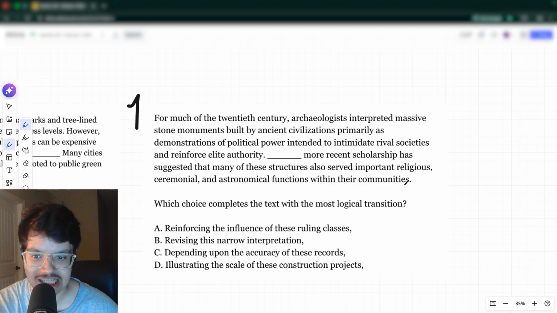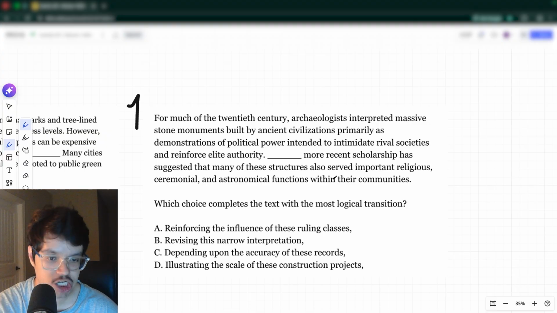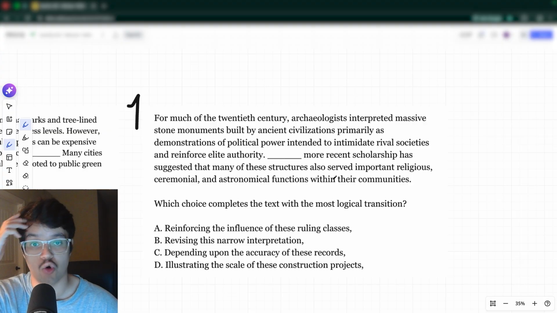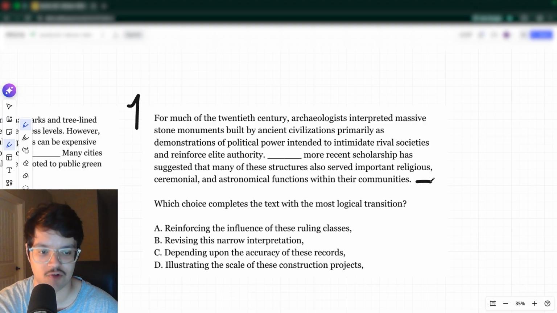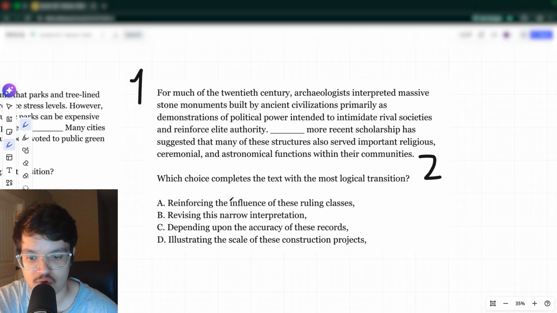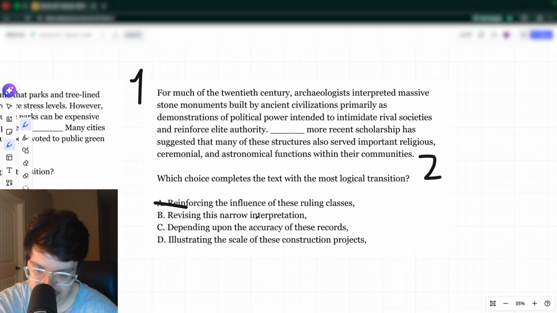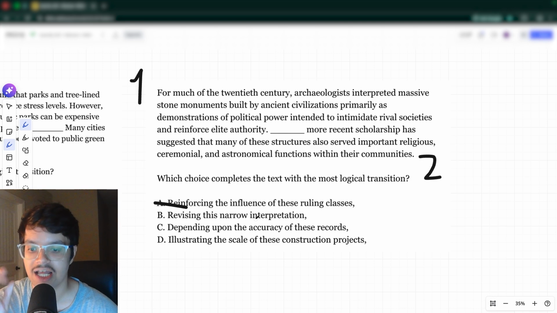More recent scholarship has suggested that many of these structures also served important religious, ceremonial, and astronomical functions within their communities. Okay, so contradiction here, we're saying that they weren't just for power, they also had important roles in the communities. So something like however is my prediction. Looking at the choices here, reinforcing the influence, okay, no, not reinforcing, it's contradicting basically. Revising this narrow interpretation. Okay, that seems pretty good. Like revising, changing it. Let me just look at the rest of them.